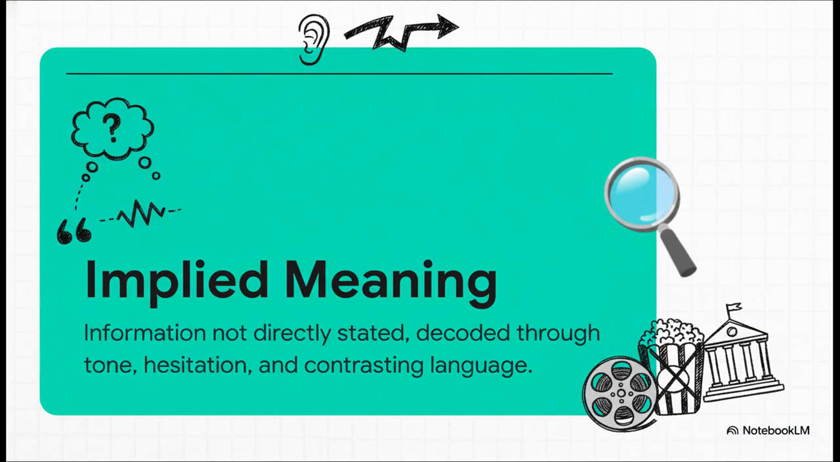Okay, let's use this example. Imagine a speaker says, "Well, I suppose the museum visit was educational, though I think I'd have preferred the cinema." Now, did they ever say I was disappointed? Nope, but you can feel it, can't you? You've got the hesitation, well, the reluctant I suppose, and then the direct comparison to the cinema. By teaching students to pick up on clues like tone of voice, word choice, and sentence structure, we can help them decode what's really being said.